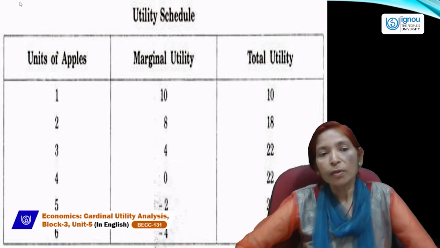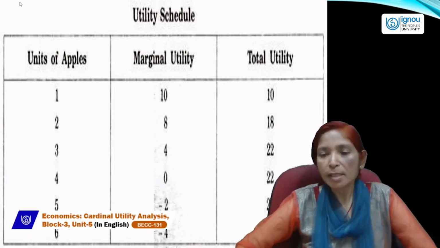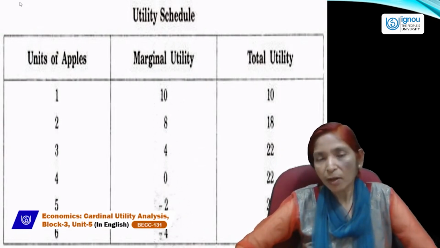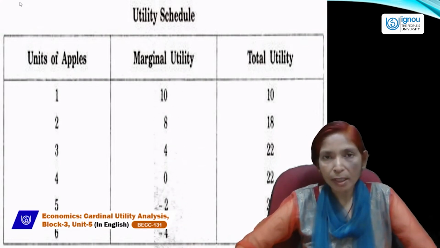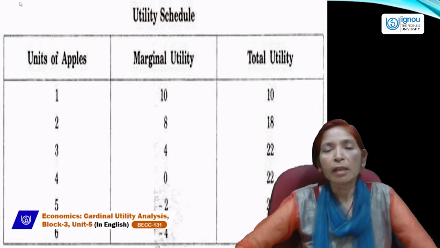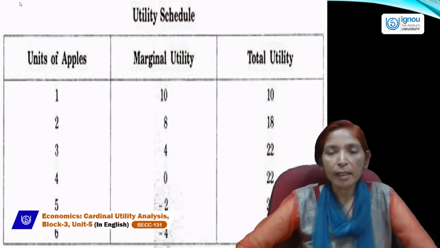After that 22, then again at 4 units of apple, it remains constant, 22 again. It means it becomes maximum or constant. After that total utility is 20, it means it is falling. And after that total utility is 16, it is also falling. So total utility in the beginning increases at a diminishing rate. At that time, MU will fall.